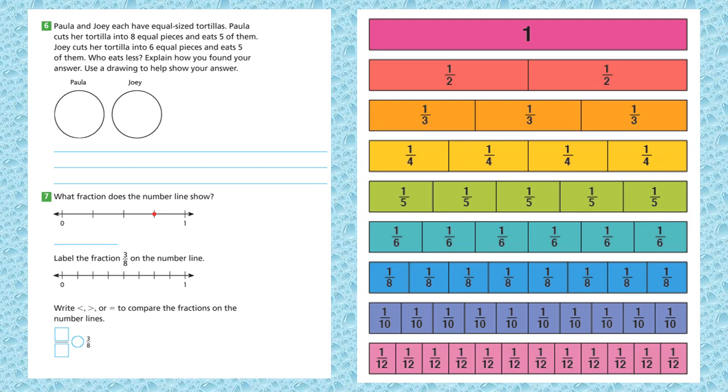So we see that our two models are the same shape and the same size, okay? And they're already labeled. We have Paula and Joey. So I know that Paula cuts them into 8 equal pieces. So my denominator is going to be 8ths, and she eats 5 of those pieces. And Joey cuts his into 6 equal pieces, so my denominator is going to be 6, and he eats 5 pieces. So I'm counting 5, so my numerator is a 5.